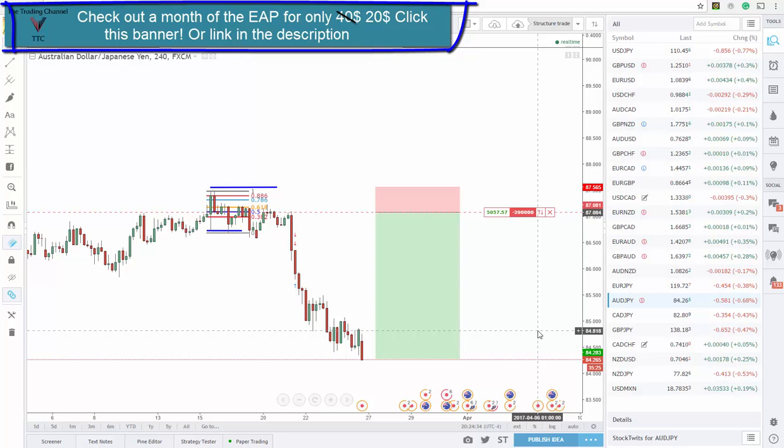So now let's take a look at the Aussie yen, and I'll show you guys how I use this strategy in order to capitalize on over a 200 pip drop on the Aussie yen.